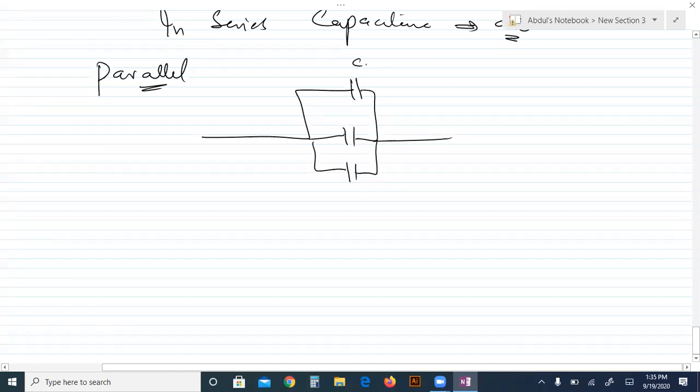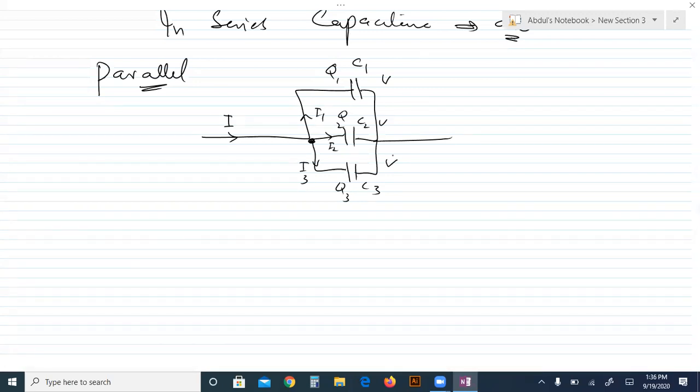They have different capacitance, suppose C1, C2, C3. And this is a junction. So current is coming, I. Suppose this is I1, this is I2, I3 during the charging. Due to different current supplied, there are different charges Q1, Q2, Q3, but in parallel, the voltage remains the same. According to Kirchhoff's first law, the sum of the currents entering the junction is equal to the sum of the currents leaving the junction, which is also the law of conservation of charge.